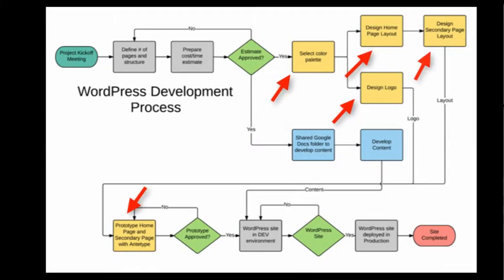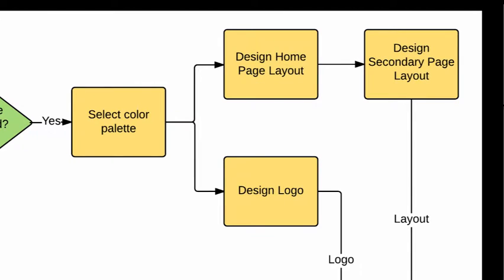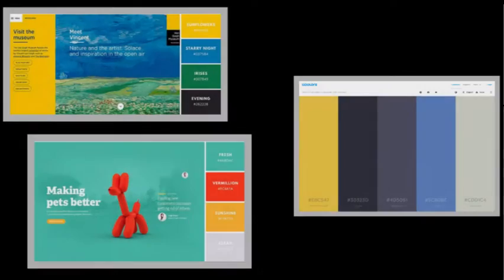Now we'll take a look at the design process, which will come up with the look and feel of the site. The first thing is to define the color palette, the 4 or 5 colors that will be used on the site. These must be chosen carefully to set the desired mood and feel of the site and fit in with any existing marketing materials.